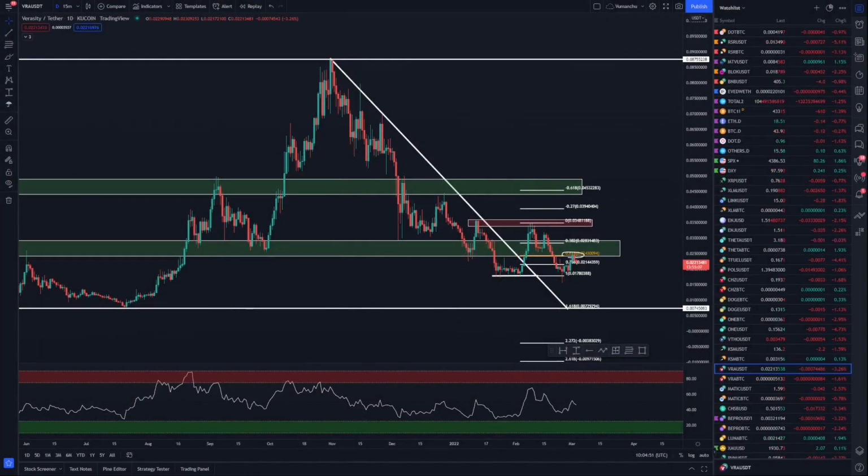Today we're going to do an update on Verasity. It's been around 2 weeks since we last looked at the asset, so we'll have a look at what's going on in terms of price analysis.